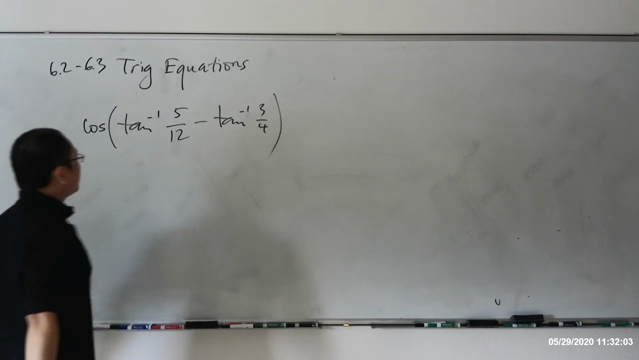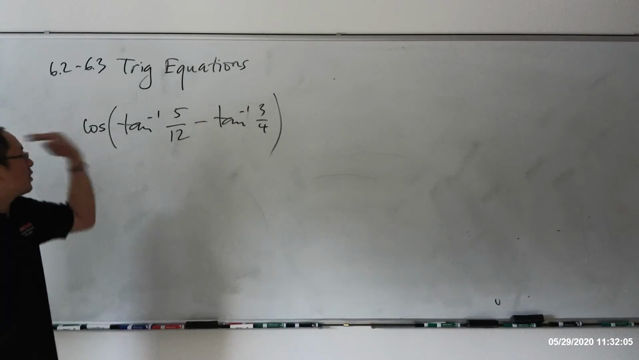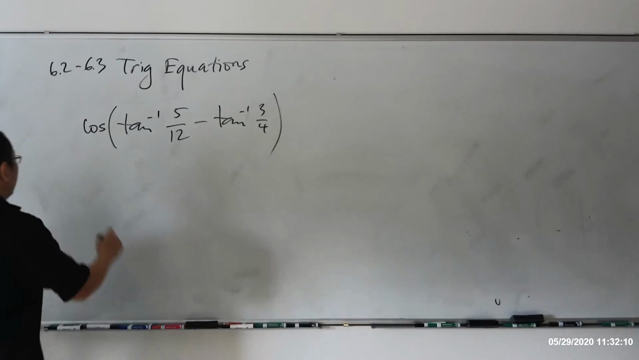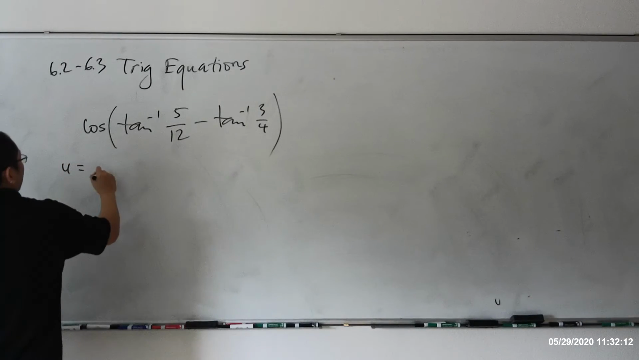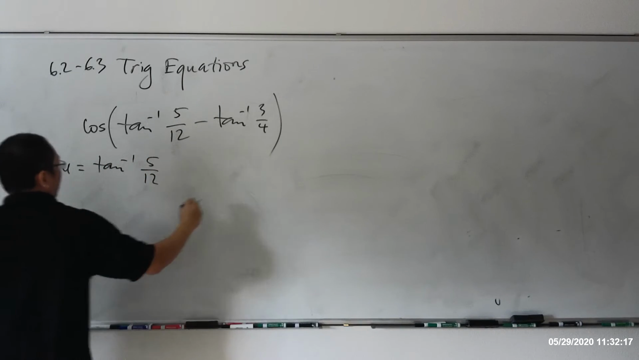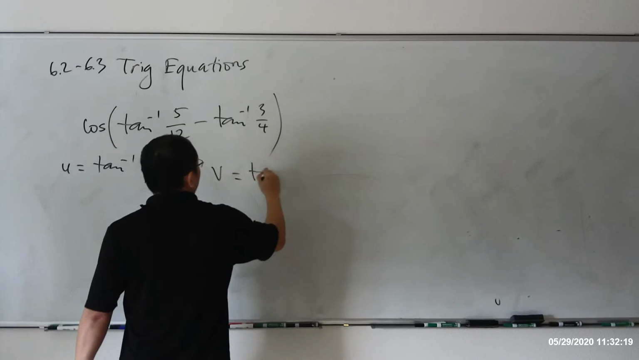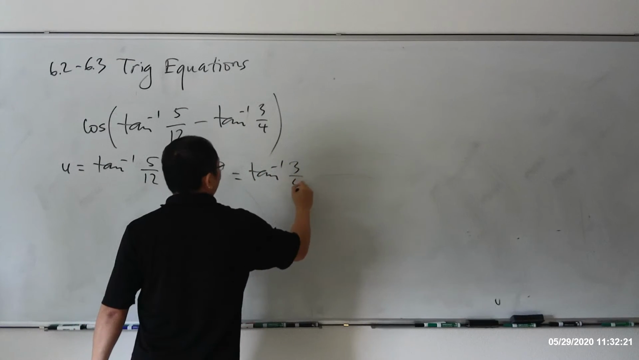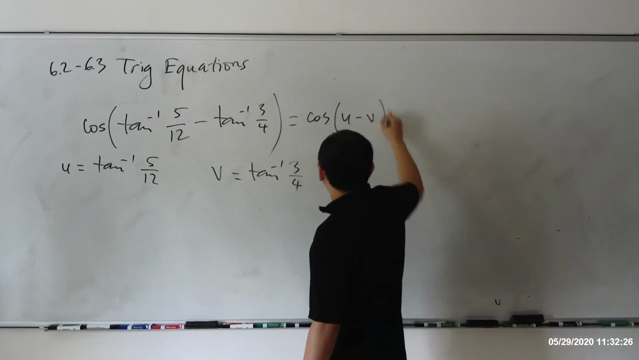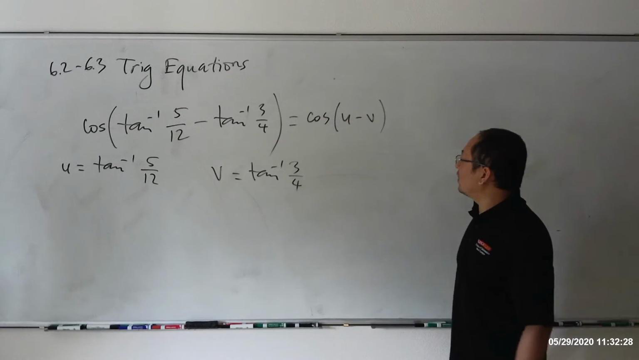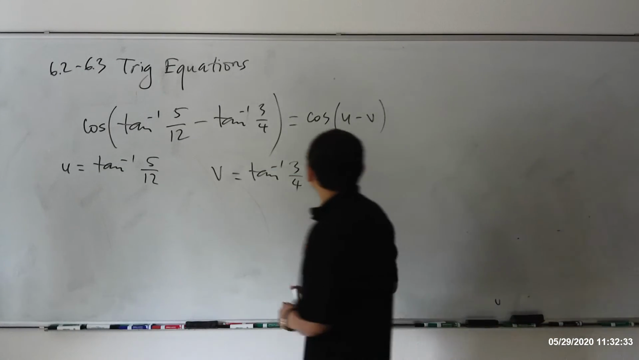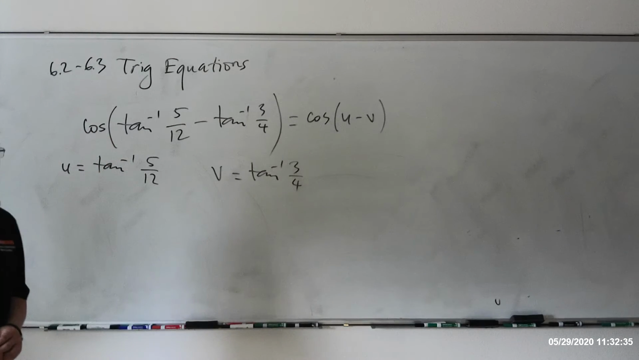So what's the difference in here? You see that we actually have 2 inverse trig functions, so we have to do 2 substitutions. I'll use u and v. Let u equal tangent inverse of 5 over 12, and let v equal tangent inverse of 3 over 4. So this problem becomes cosine of u minus v. Now you see cosine of the difference of 2 angles. You have the formula: cosine of u minus v is cosine u cosine v plus sine u sine v, right?